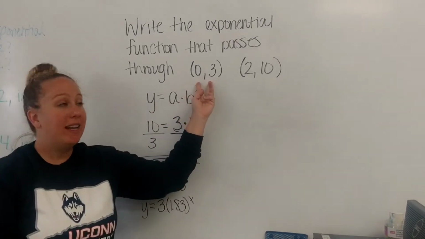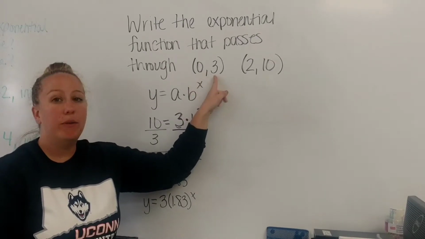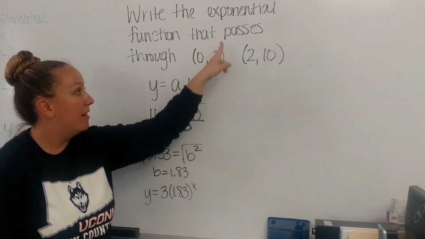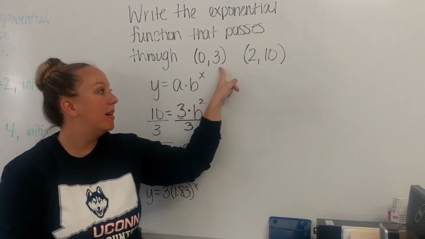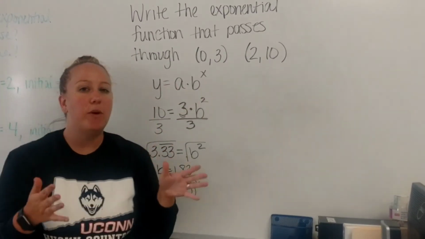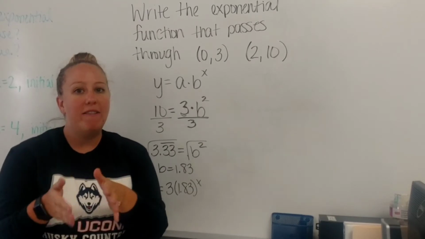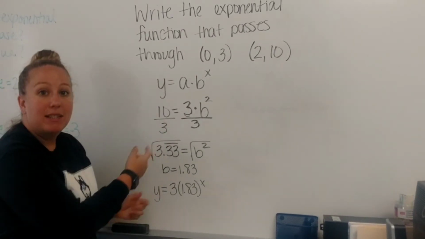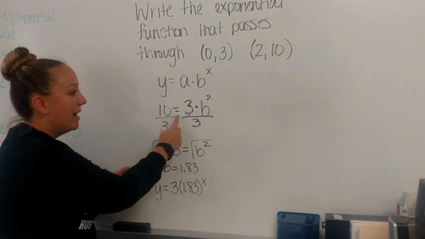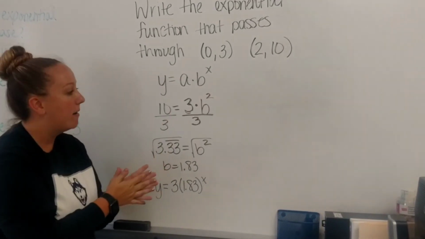The next thing you can get from those two sets of points is this (0, 3). Because that 3 is where your function is when x is 0, that's your initial value. So that 3 is going to go in with a. So anytime you have a point that's 0, something, that y value is what you can substitute in for a. So my equation that I'm going to solve for b says 10 equals 3 times b squared.